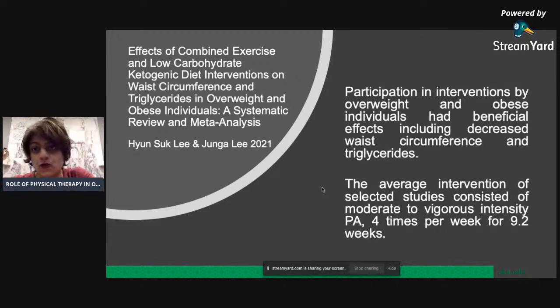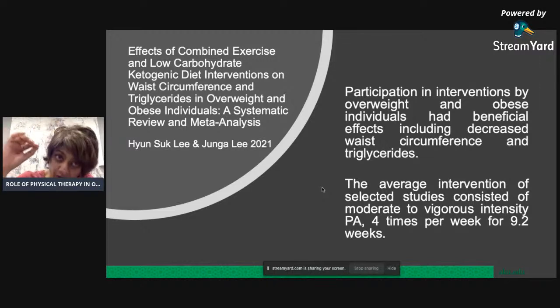What they found was that if obese individuals exercised while they were on a low carbohydrate ketogenic diet, they actually experienced a decrease in waist circumference and triglycerides. Okay, so they actually did blood work to determine the effects of the treatment protocols on triglycerides. So exercising while engaging in a low carb ketogenic diet resulted in decreased waist circumference and reduced triglycerides.